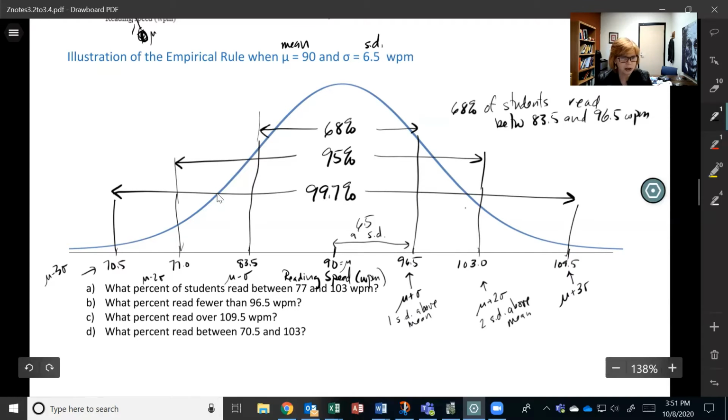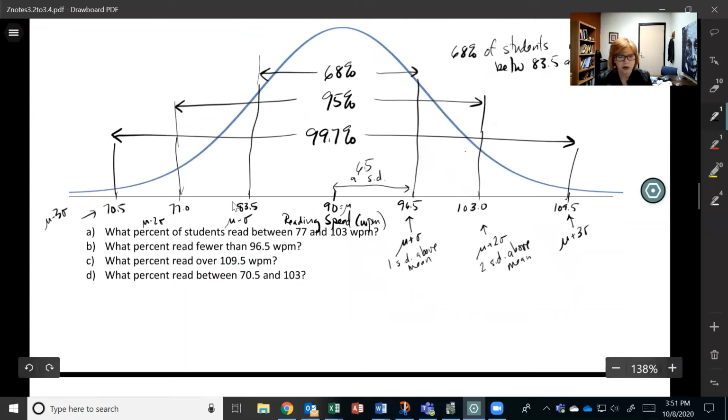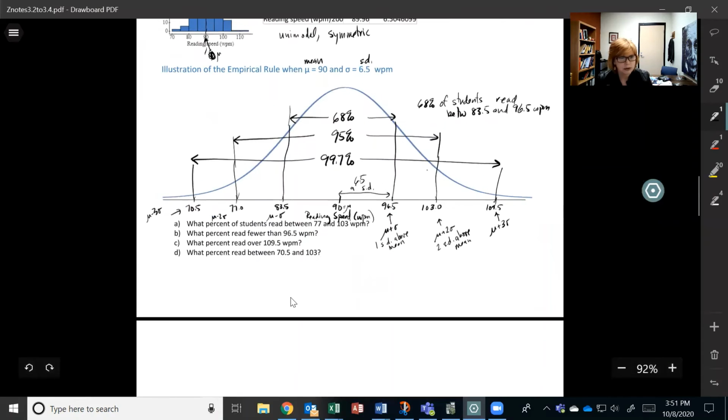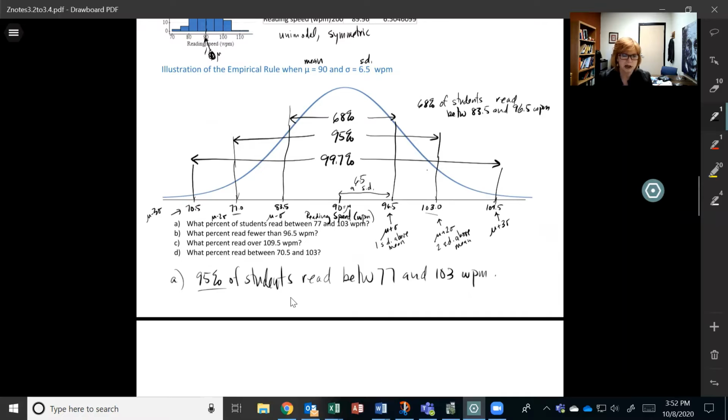So I've got some questions here that we're going to answer with this graph. All right, so what percent of students read between 77 and 103? So there's 77 and here's 103. So if I follow that up, these are both part of this 95% line, all right? So A is 95%. So 95% of students read between 77 and 103 words per minute. All right, so that's just my second part of my rule.